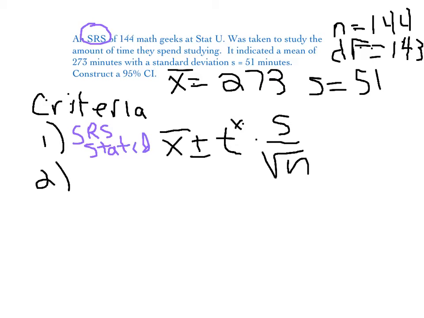The next thing is we have to talk about either our population of study time being approximately normal, or we have a large enough sample. Well, our sample size is 144. That is large. We have a large sample size, so we would think that the distribution is approximately normal. Now we're going to take a look at this formula.